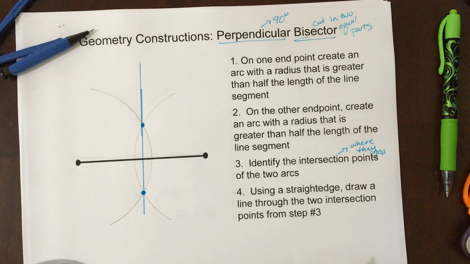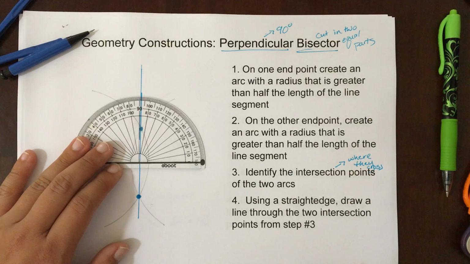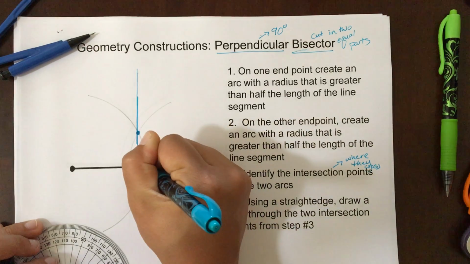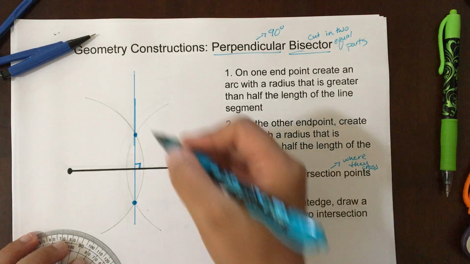Okay, so let's test if this is indeed 90 degrees. I'm going to check with my protractor. It looks very perpendicular. That's awesome. I get to reward myself by putting a little square here because it is indeed 90 degrees.